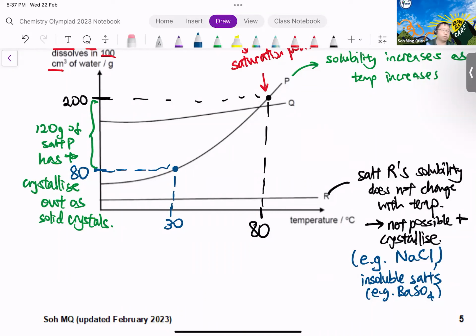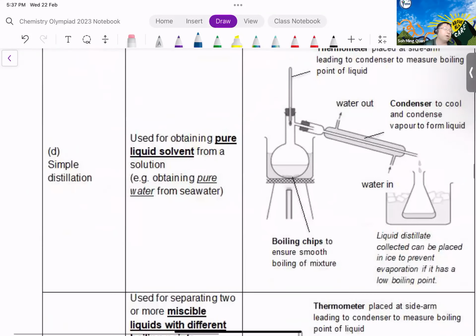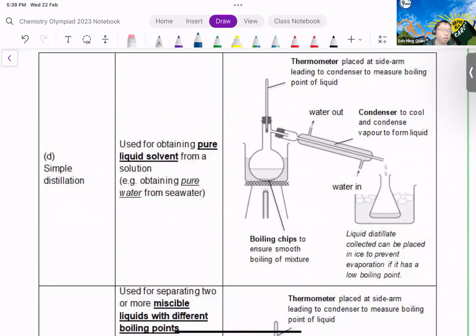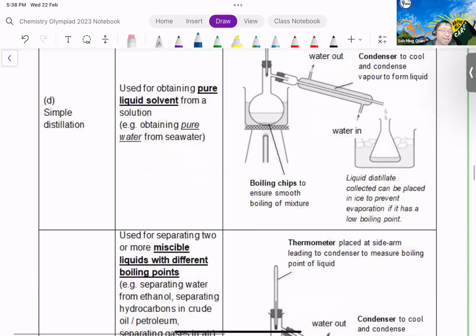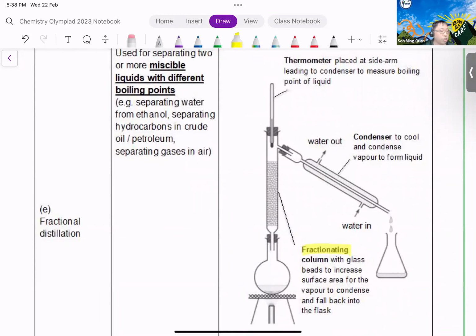Okay, I'm just going to move on to distillation quickly. There are two types of distillation, simple distillation and fractional distillation. You can tell the difference by looking at the apparatus. Fractional distillation needs to have a fractionating column. The fractionating column has glass beads inside. That increases the surface area for the vapor to condense.